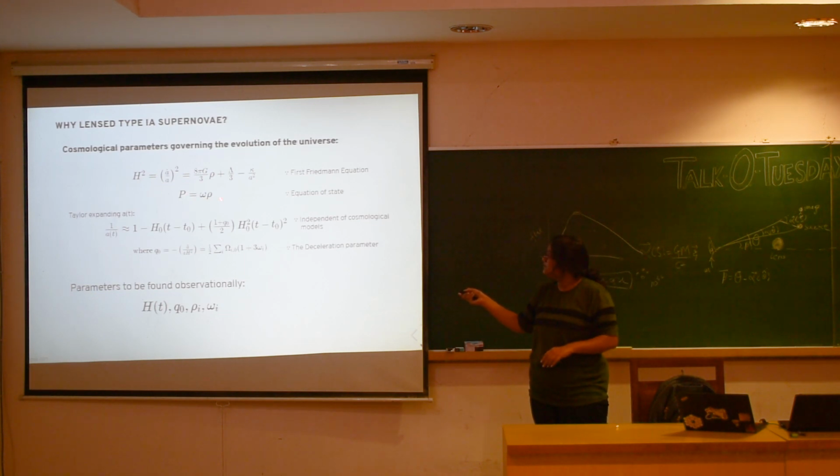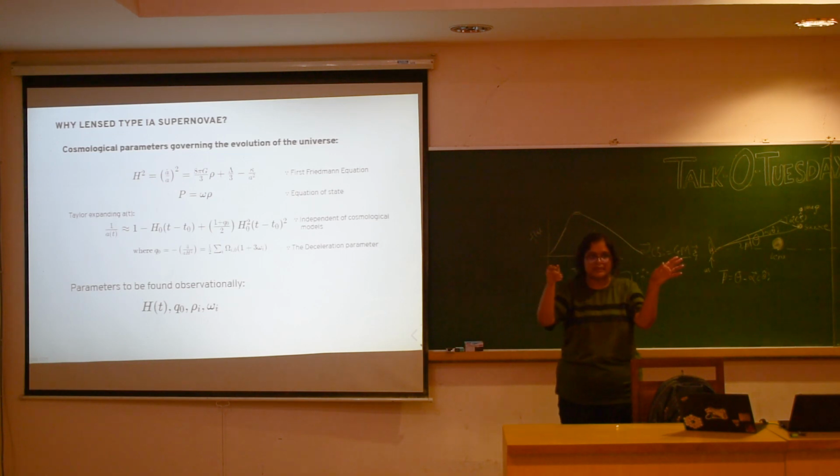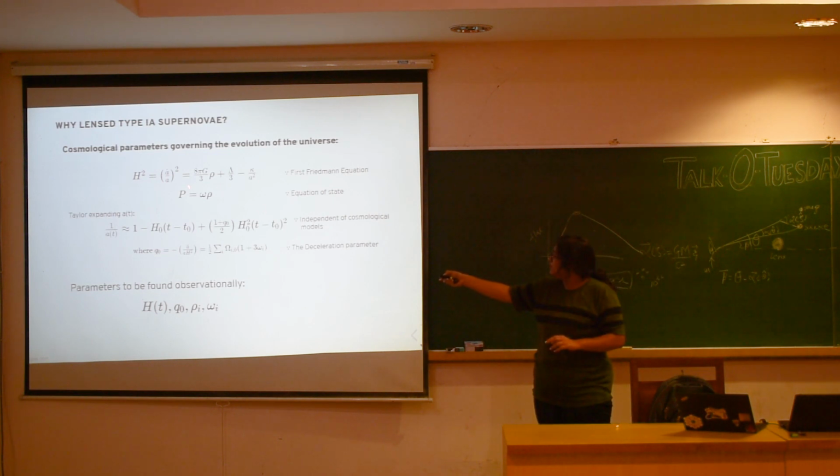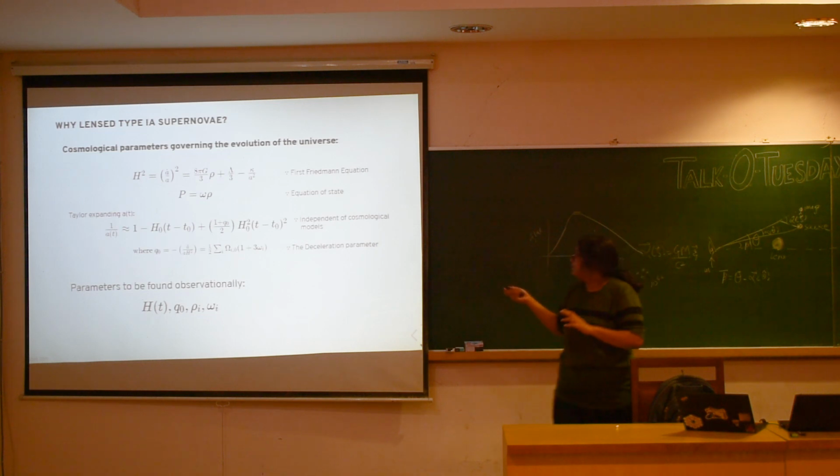And this second equation is P equals omega rho. Rho is again the density, P is the pressure of the different energies, and omega is the factor which relates the pressure and the rho terms.